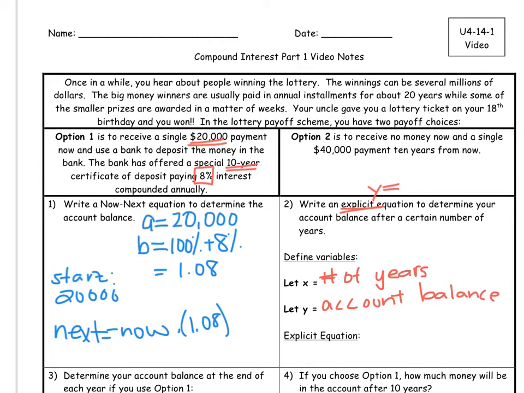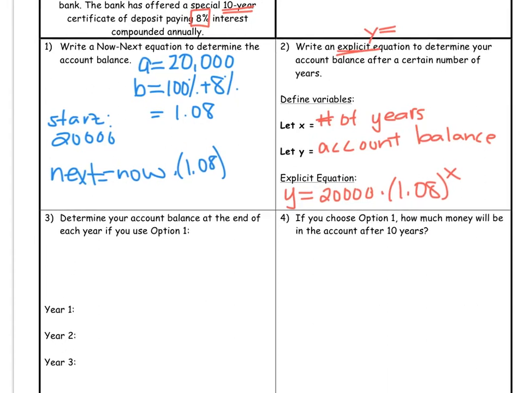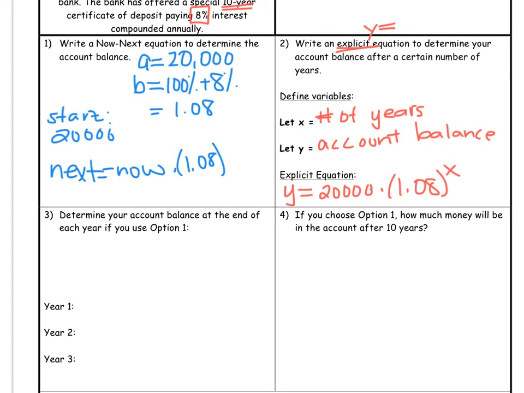So if we're going to write an explicit equation, we get y equals 20,000, because that's our start, times our growth factor, our common ratio, 1.08, and we're going to raise that to the power of x. Now we're going to use that equation to figure out how much money would be in your account at the end of year one, at the end of year two, and the end of year three, and then see how much it would be after 10 years.